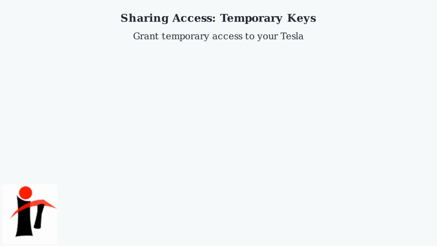Need to grant temporary access to your Tesla? Use the Share Access option in the app. This generates a temporary key via QR code or a link that expires automatically after a set time, up to 7 days. It's perfect for lending your Tesla to a friend or family member for a short period.